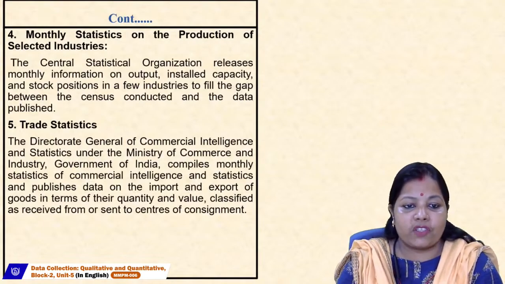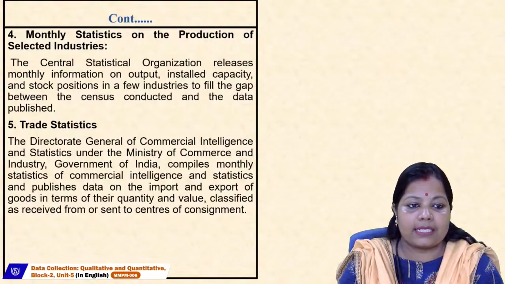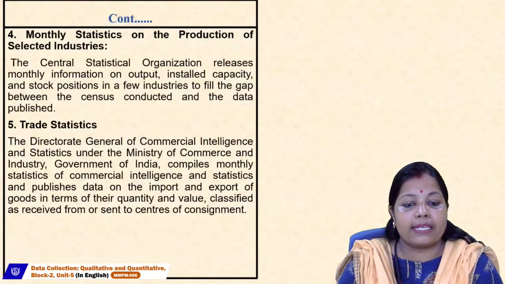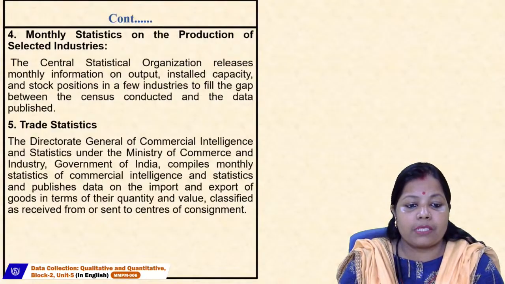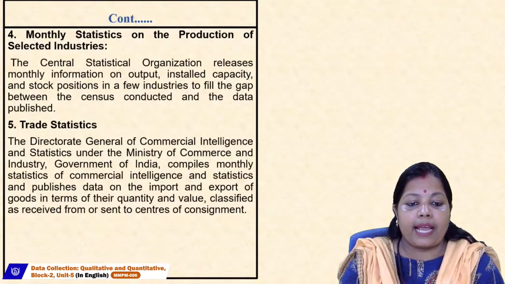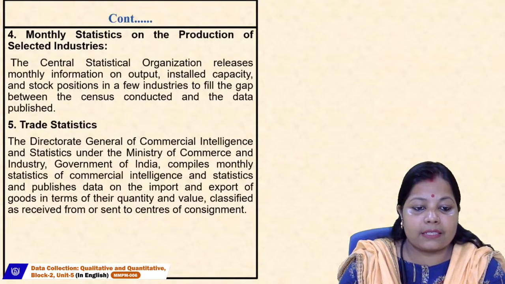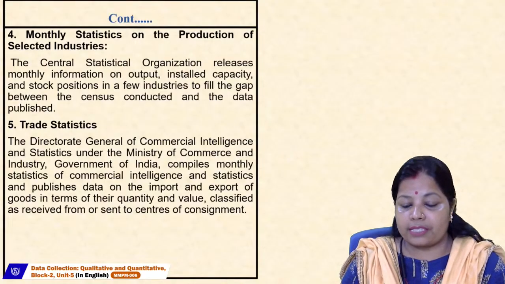The Directorate General of Commercial Intelligence and Statistics under the Ministry of Commerce and Industry, Government of India, compiles monthly statistics and publishes data on the import and export of goods in terms of their quantity and value, classified as received from or sent to centers of consignment.